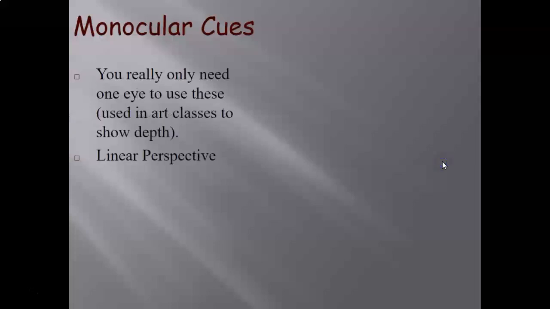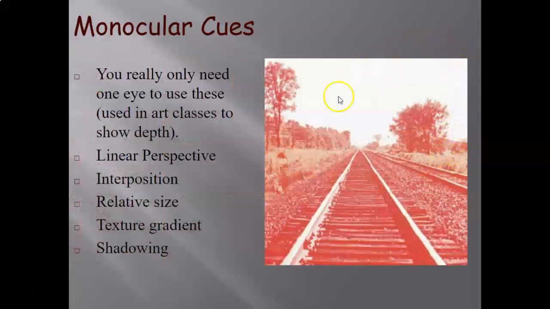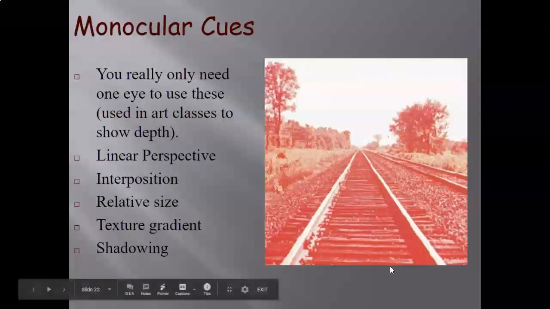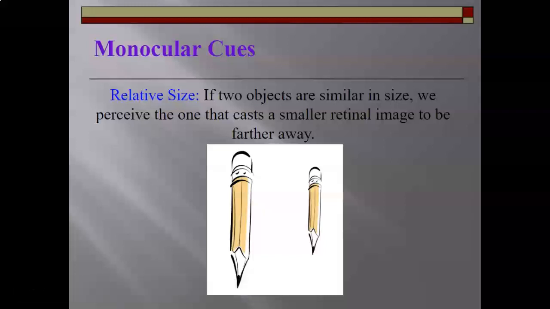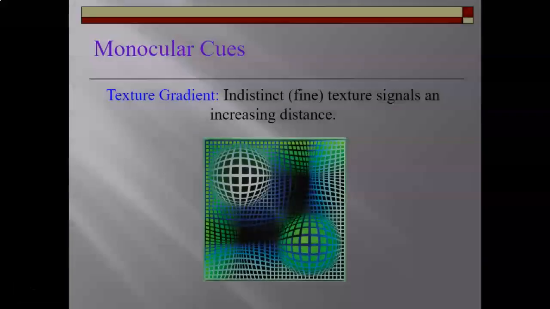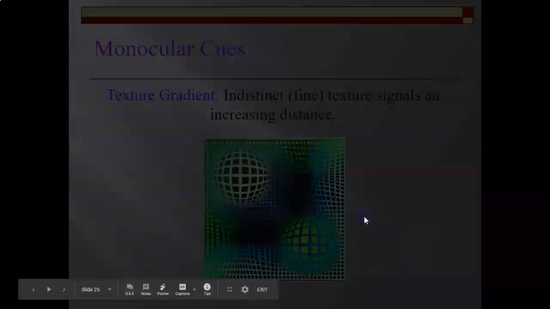Monocular cues, however, you really only need one eye to use these. We use several different cues to give us this idea of distance with monocular cues. You use linear perspective, interposition, relative size, texture gradient, and shadowing. So relative size, if two objects are similar in size, we perceive that the one that casts the smaller retinal image to be farther away. We also use that texture gradient, so the indistinct fine texture signals an increasing distance, where the larger texture makes us believe that it's closer, so the balls are coming out towards us.